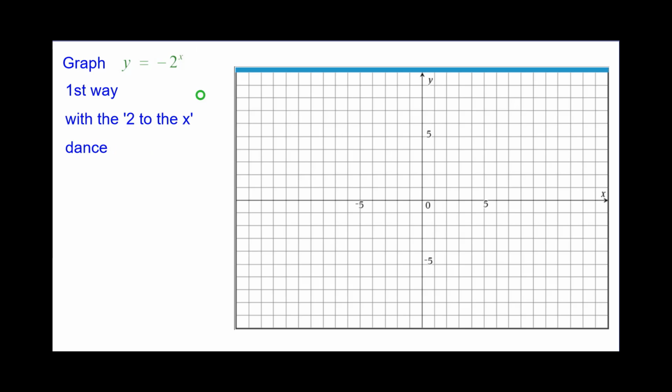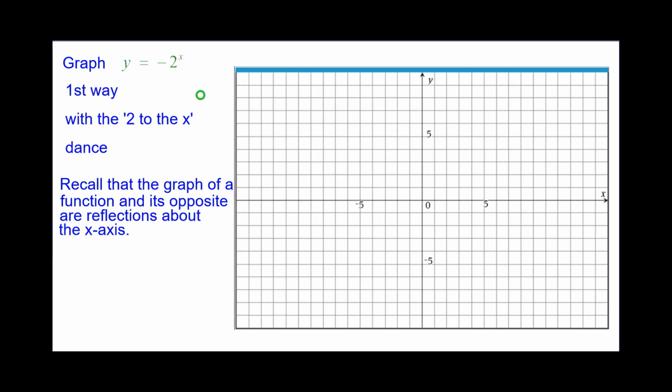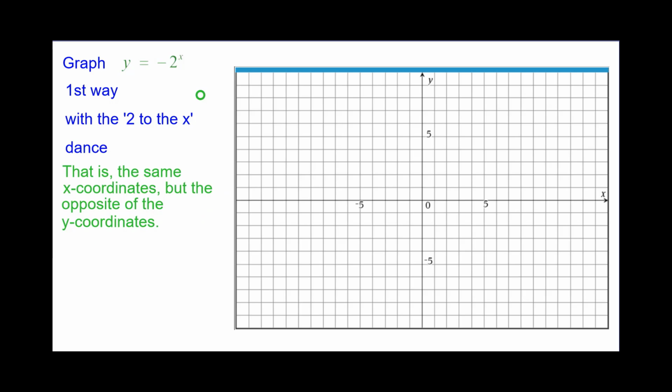First way is we're going to use what's called the 2 to the x dance. And recall that the graph of a function and its opposite are reflections or mirror images about the x-axis. That is, they have the same x-coordinates, but the y-coordinates are opposites. Points will be plotted with respect to the origin. The origin is not part of this graph, though.